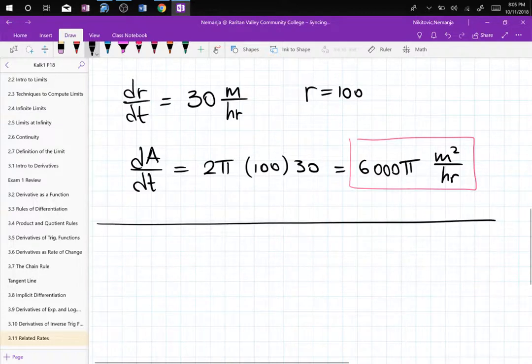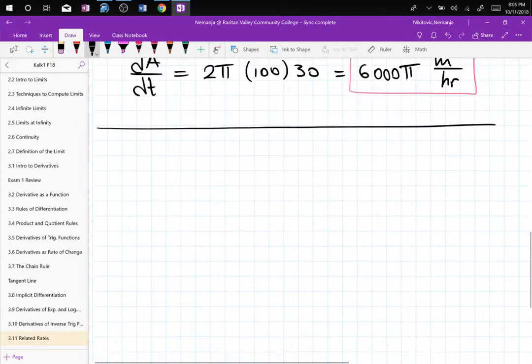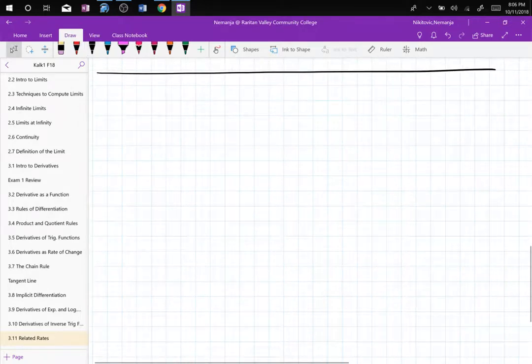We know that we use rates to find velocities, right? Do we? We do. So here's another problem.